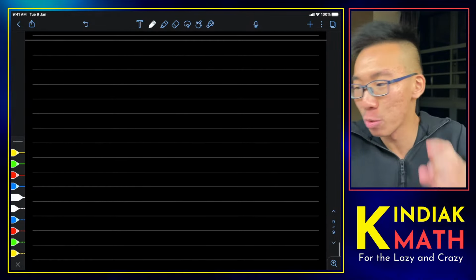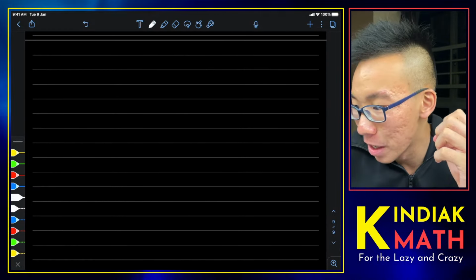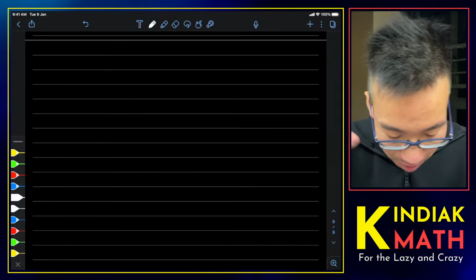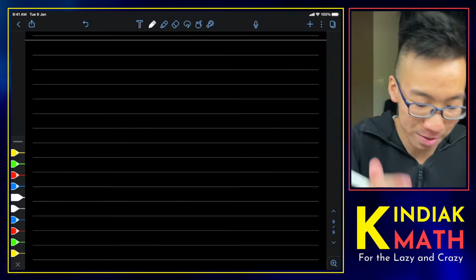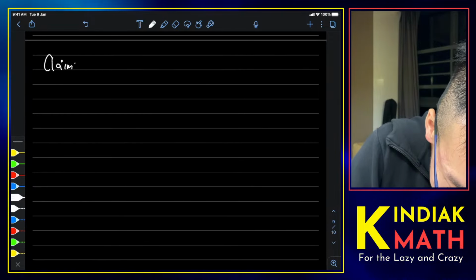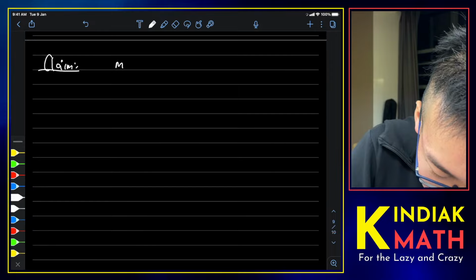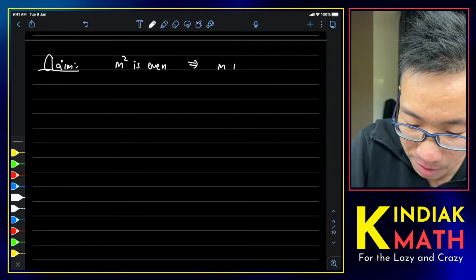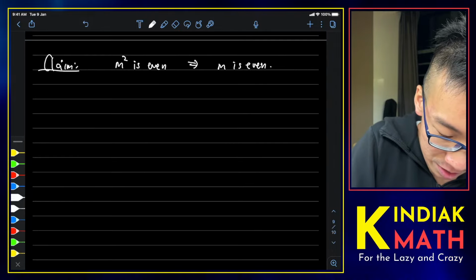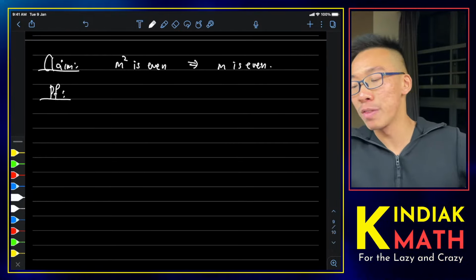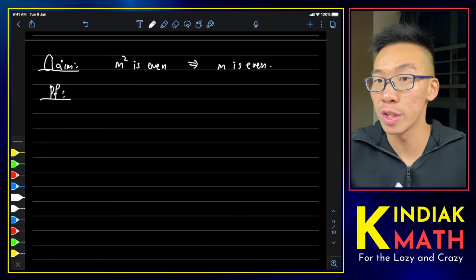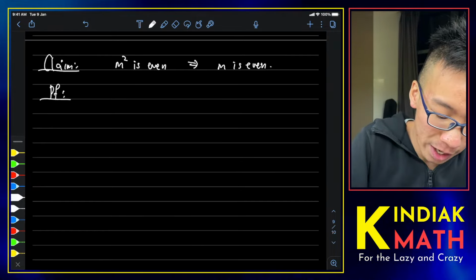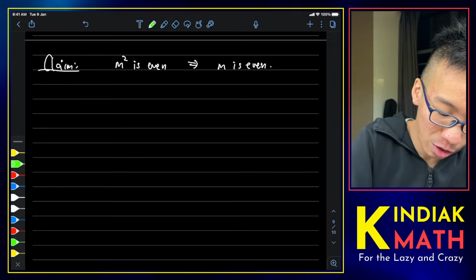I think there was a mathematician who once said that it's more important to be able to have many ways to prove one result, rather than being able to prove many results. So here's the claim. m squared is even implies that m is even. So let's prove this claim. Now we can go with this in 2 ways. The first way is through the contrapositive, and the second way is through contradiction. So let's do this using a contrapositive.